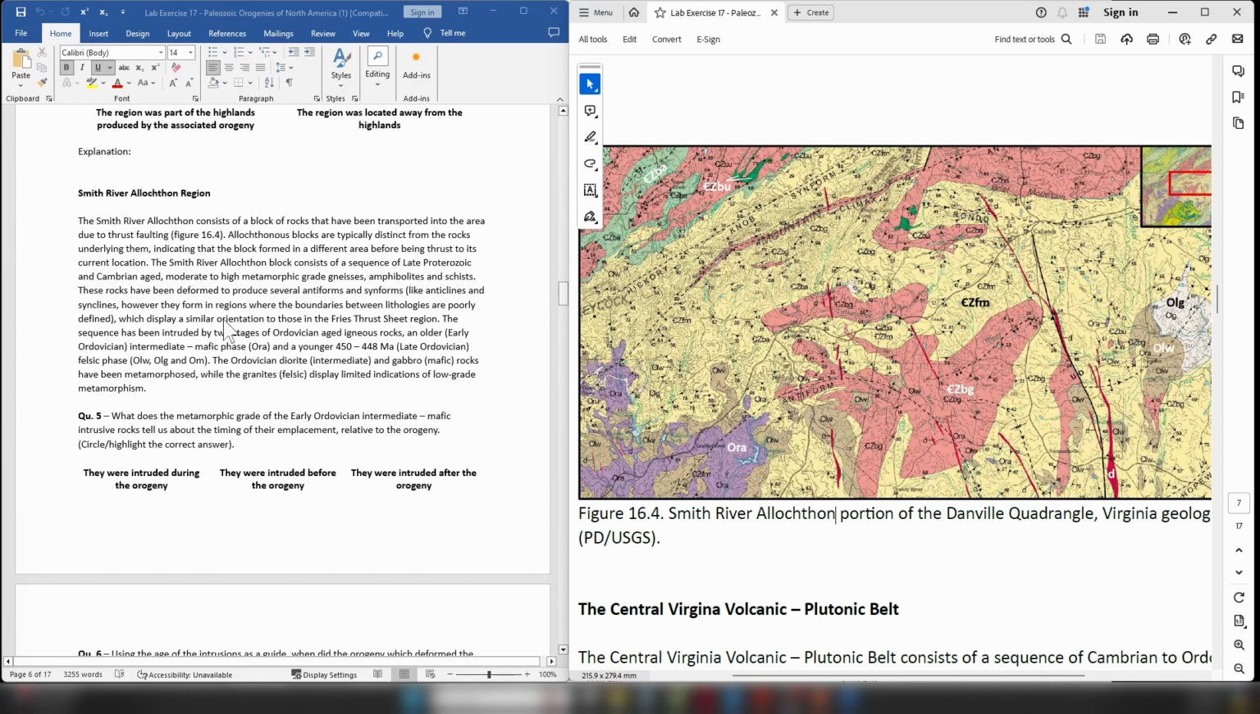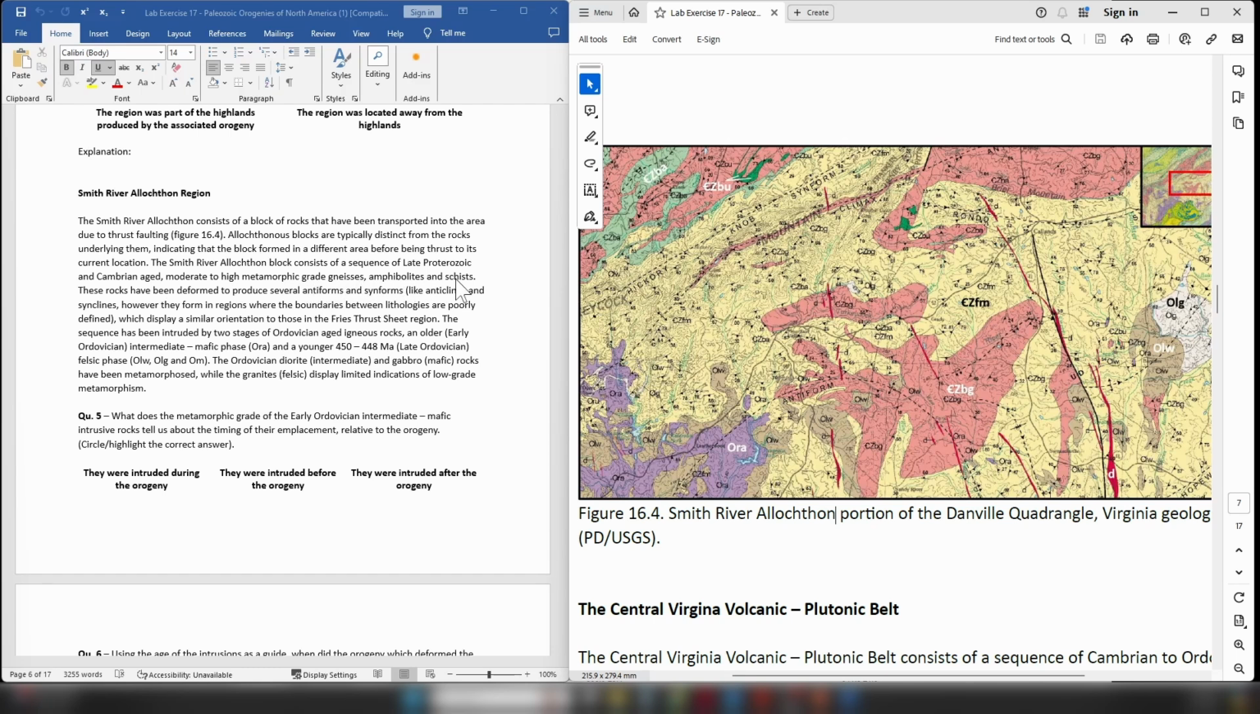Now, this Allochthon region consists of a block of rock which is distinct from the rocks underlying them. And this is a strong indicator that the block formed in a different area and has then been thrust into its current location. So the Smith River Allochthon block consists of a sequence of late Proterozoic and Cambrian aged metamorphic rocks, which is just like the rest of the map area, and these rocks have been affected by moderate to high-grade metamorphism, producing gneisses, amphibolites, and schists.